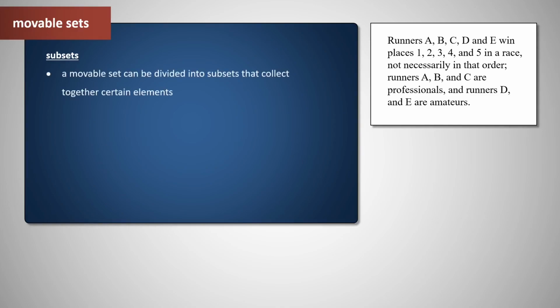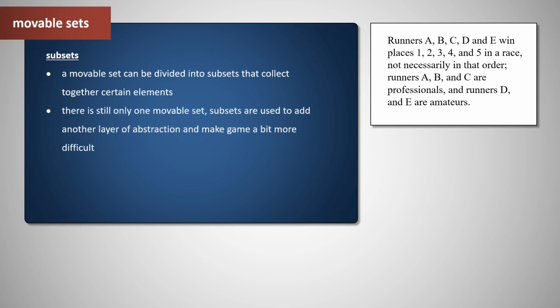So a movable set can actually be divided into subsets that collect together certain elements. We've got the runners A through E, but here we also see that we've got both professionals and amateurs. So there's still only one movable set. Subsets are used to add another layer of abstraction and make the game a bit more difficult, but they're not another set. We don't have 2 sets here, or 3 sets. We have just one set that is subdivided into 2 separate groups, or I call them subsets, so as not to be confusing with the word group.